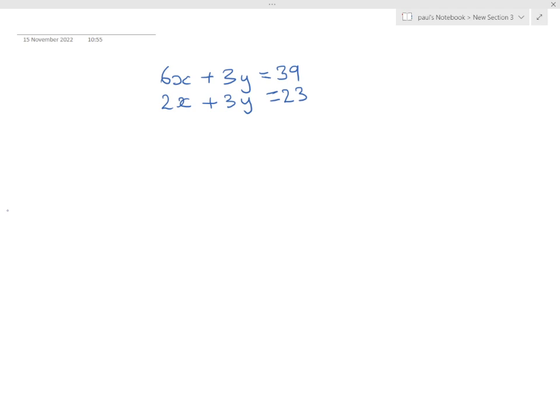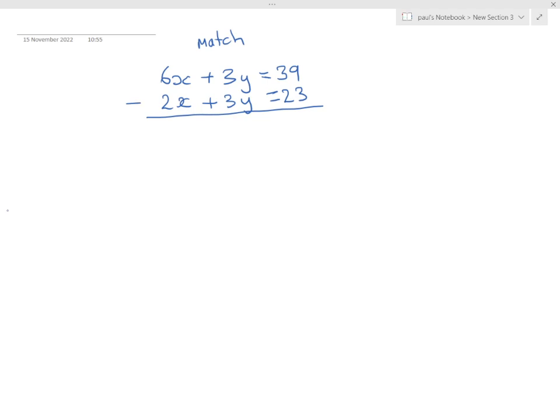Now what you need to do first of all, you need to get one of the terms, the x term or the y term, you must make them match. Now one can be positive or one can be negative, and it doesn't matter as long as the numbers are the same. So now we've got a 3y at the top and a 3y at the bottom. This will not always be the case, and we're going to have to make them match, but this one they do match. So we'll put a line under there and we'll subtract the bottom from the top.